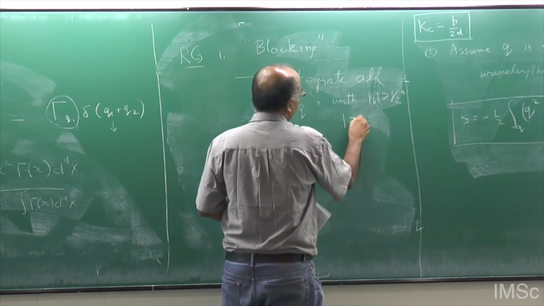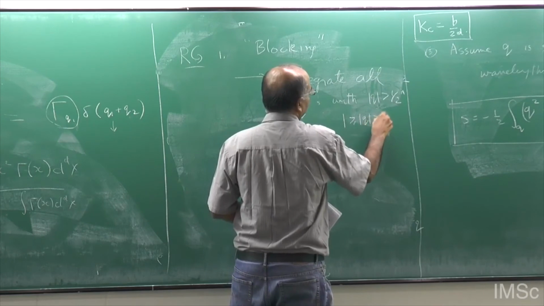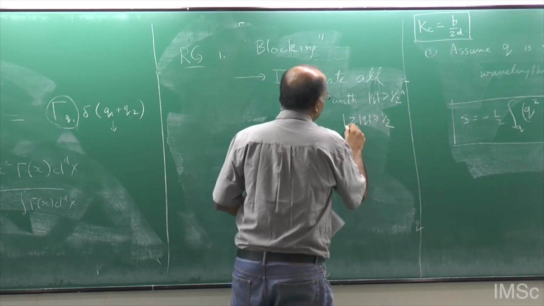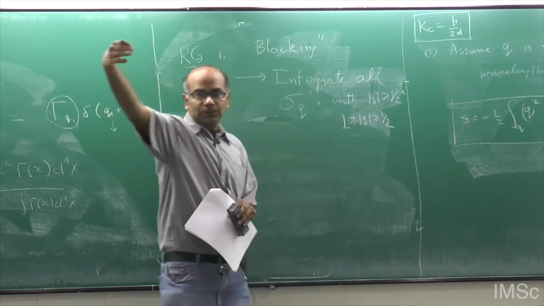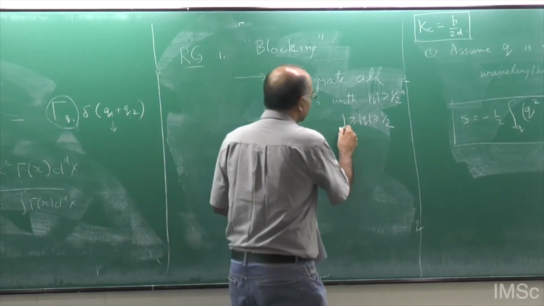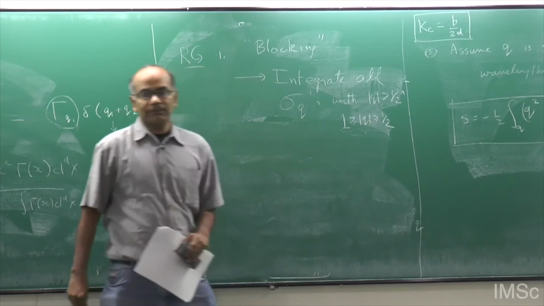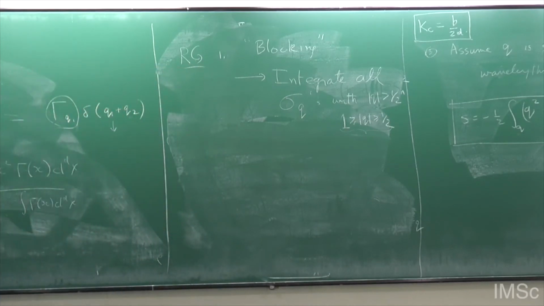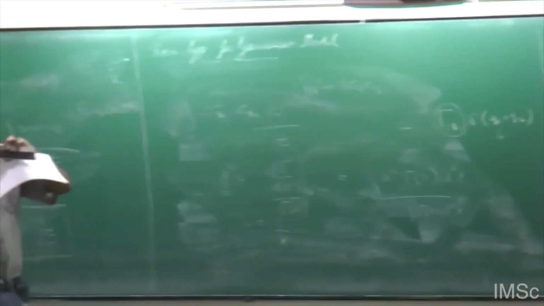So we are in this range because the upper limit for q is 1 and the lower limit is 0. So integrate out everything greater than half: all the sigma q's with q greater than half. Integrate it out. So what does that do? It removes the high momentum components of the sigma, which means the wavelength.